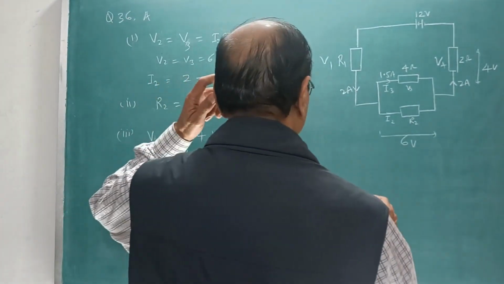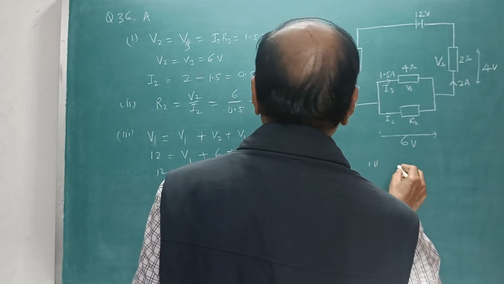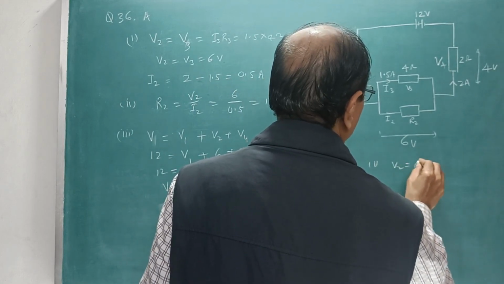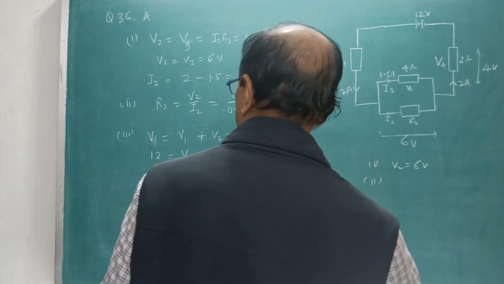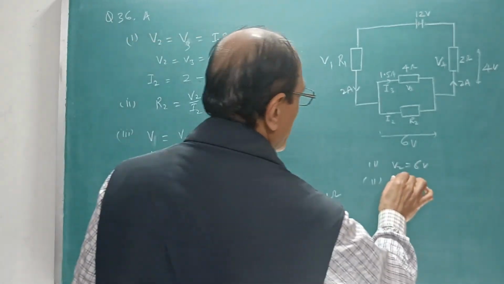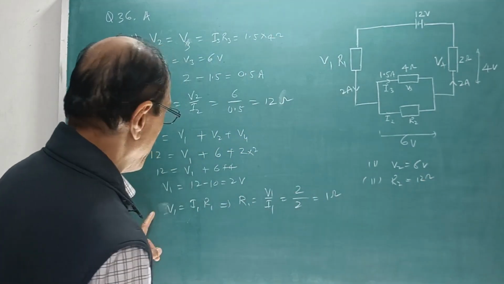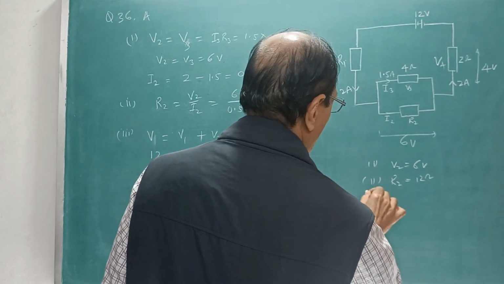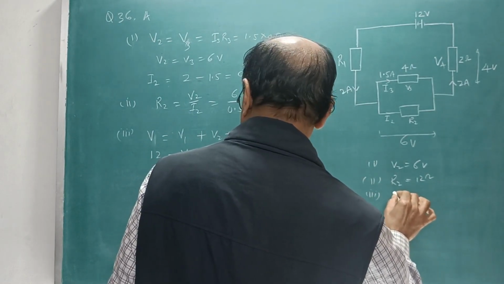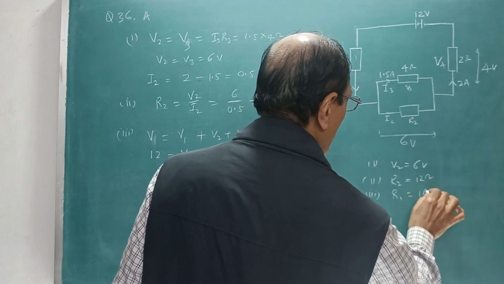So the answer to the first part is V2 is equal to 6 volt. Second part, R2 is equal to 12 ohm. And finally the third part, R1 equals 1 ohm.